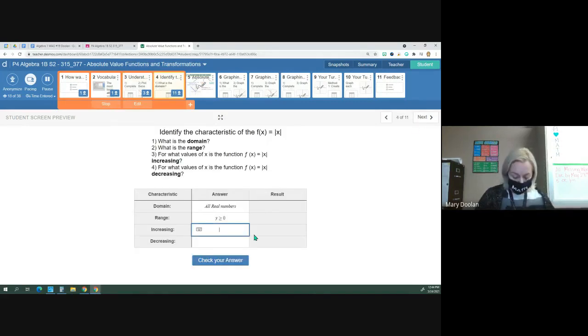So it's increasing when x is greater than 0. It is decreasing when x is less than 0. Notice we don't have the or equal to symbol on either of those because at 0, the function is neither increasing nor decreasing.